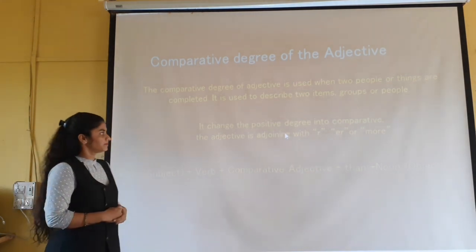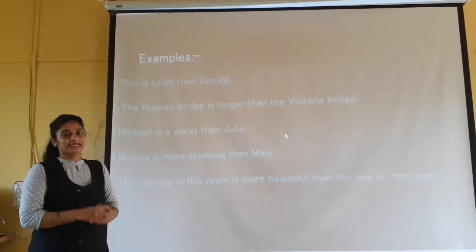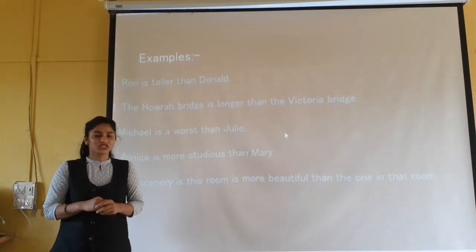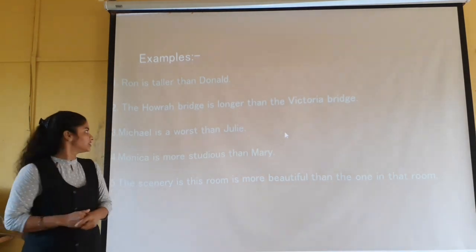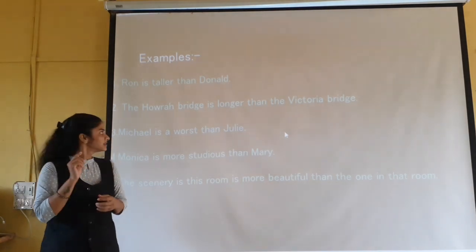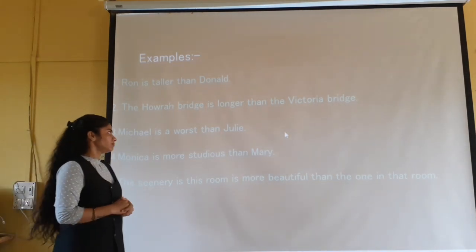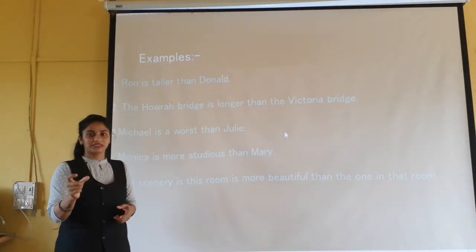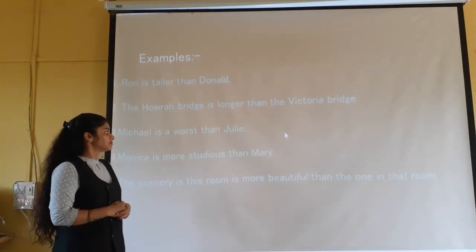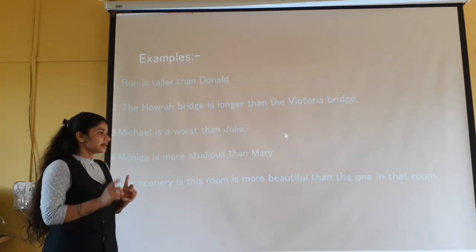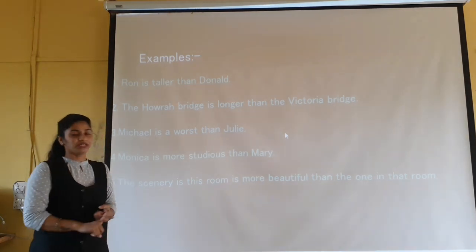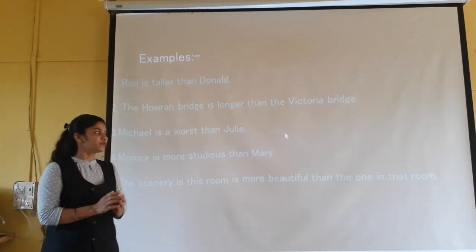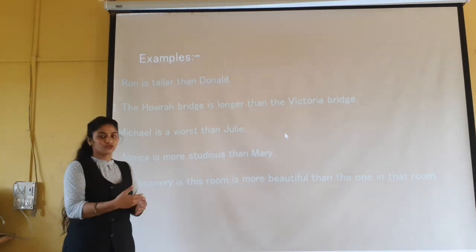Okay, let's go further. Now here you can notice the examples. Ron is taller than Donald. The Howrah Bridge is longer than the Victoria Bridge. Michael is worse than Julie. Here is a small mistake. First, W-O-R-S-E, by mistake I have written there. Worse, that is a comparative form. Monica is more studious than Mary. Here again we can see the comparison of studiousness between Monica and Mary. The scenery in this room is more beautiful than that room. Okay, let's go further.